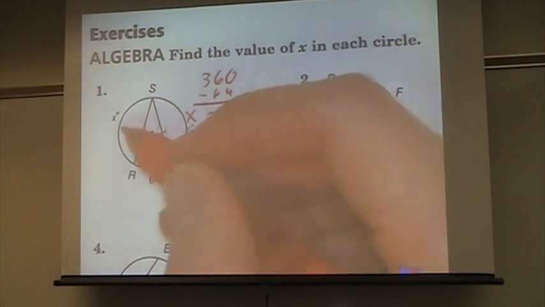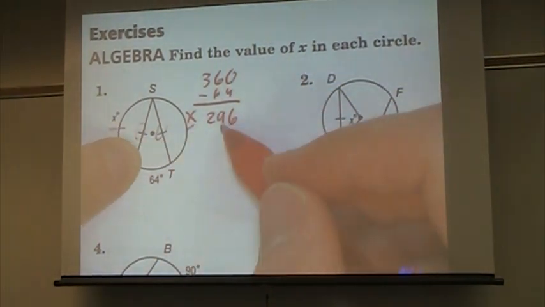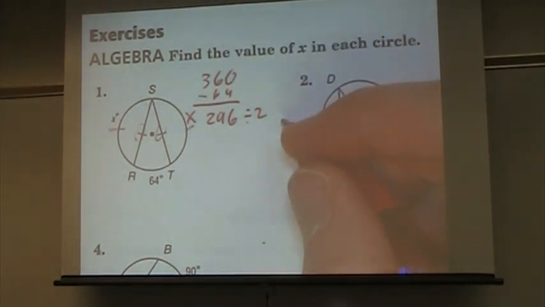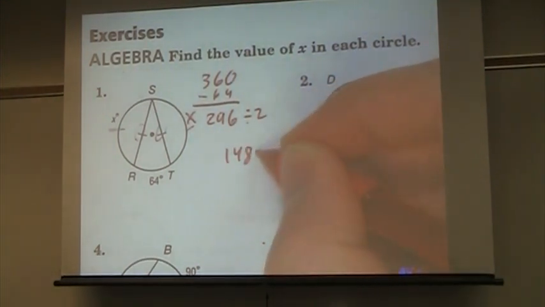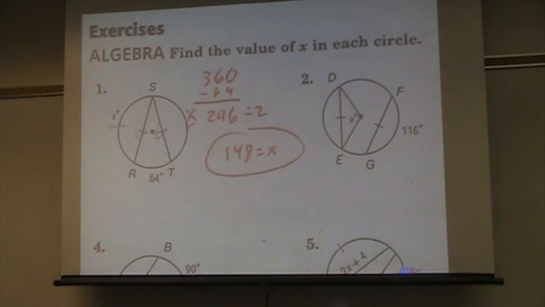But because these are going to be congruent, we know that because their chords are congruent, I can just divide this by 2. And I get 148 equals x. Boom. Done. That's it. So again, you're kind of melding some algebra to set up and solve equations and figuring out what you're doing with the fact that circles have 360.